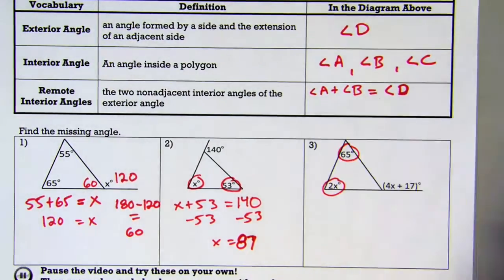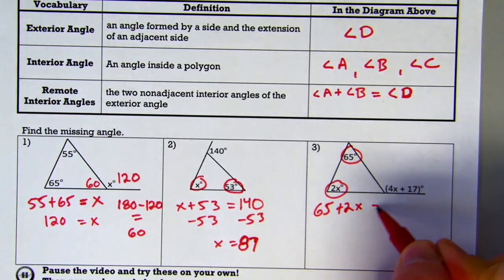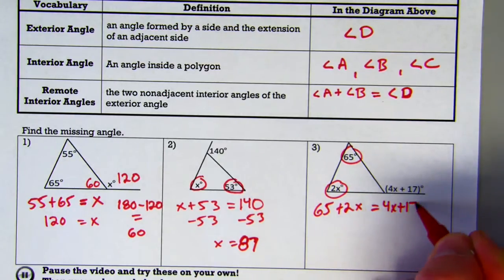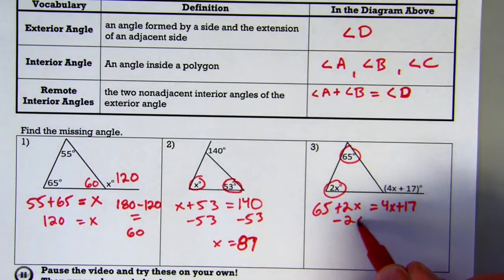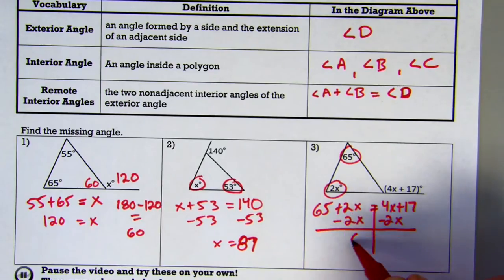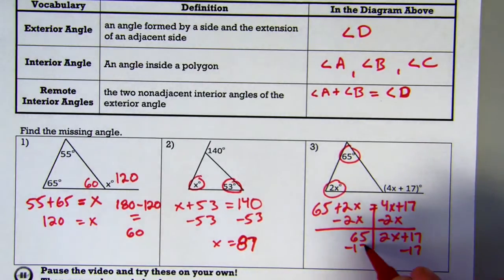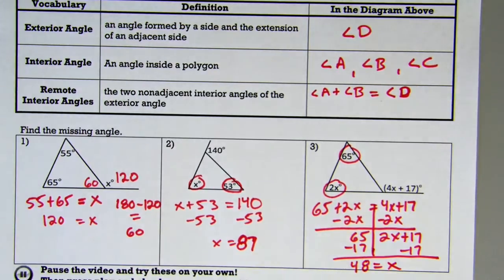Okay. And then number three, I have 65 and 2x as my interior angles. I'm going to make sure I add up my two interior angles, and that is going to equal my exterior. So 65 plus 2x equals 4x plus 17. Let's go ahead and subtract 2x on both sides. I end up with 65 equals 2x plus 17. Subtract 17 on both sides, okay, and I end up with 48 is equal to my x. Now I'm not done yet.